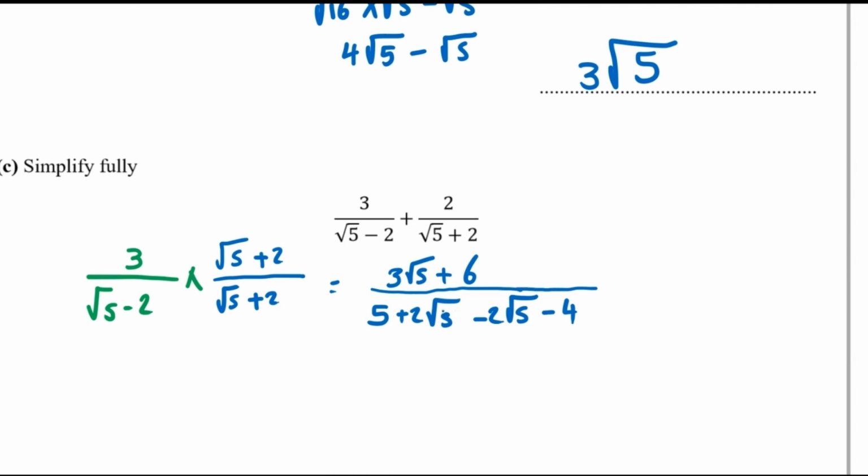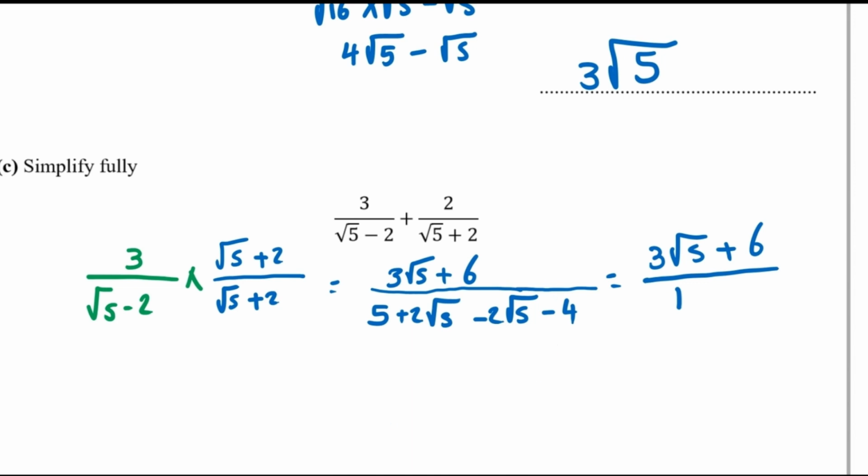Every time we multiply by conjugate, we will find here, this one will cancel this one. So we can easily say it will be 5 and multiply this one. So we multiply this term and this term only afterward. So the final answer for this term, it will be 3 square root 5 plus 6 divided by 5 take away 4, which would be 1 here.